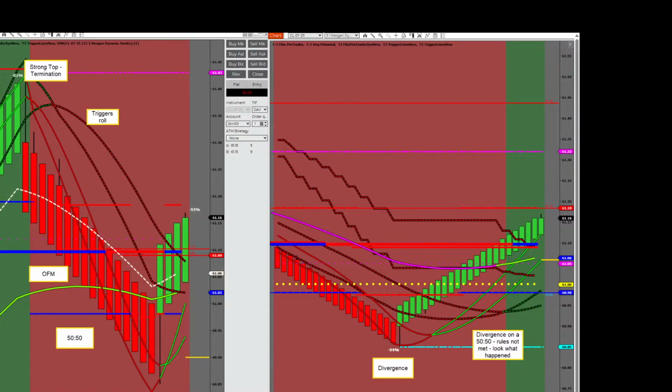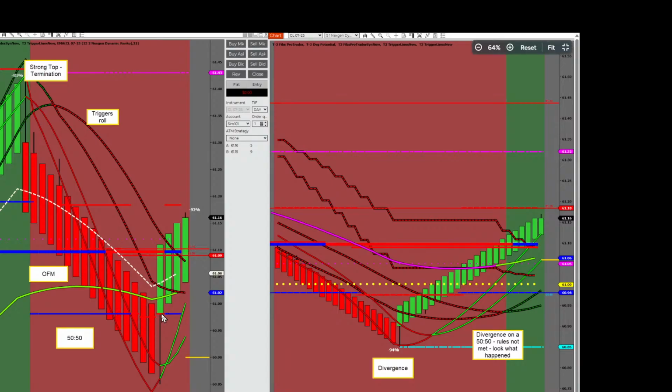And this is pretty cool about this community, is sometimes you guys will post pictures and you didn't even take a trade. So Jen says, I have a strong top. It's a termination. My trigger's rolled. I had odds favorable momentum, but it's one of those 50-50 trades. And guys, a 50-50 trade means that this area has the potential to break.